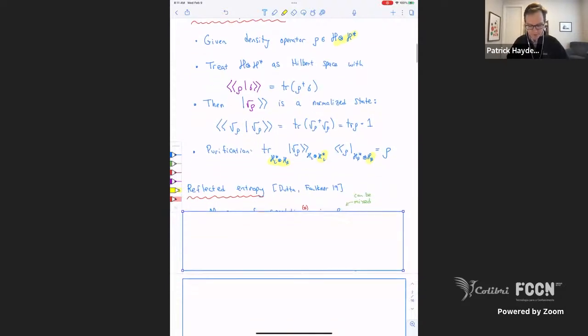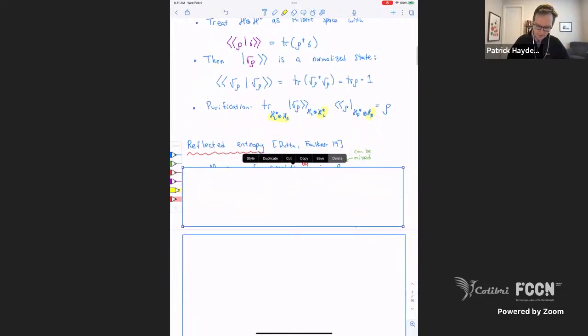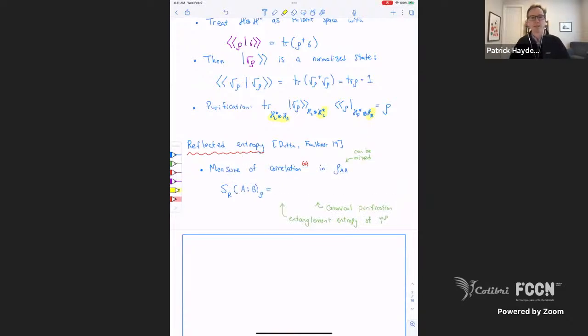And with the canonical purification in hand, we can define the reflected entropy. It's a measure of correlation. I'm going to put an asterisk on that and come back to it at the very end of the talk. But we're going to be given now a bipartite density operator, rho AB. It can be a mixed density operator.